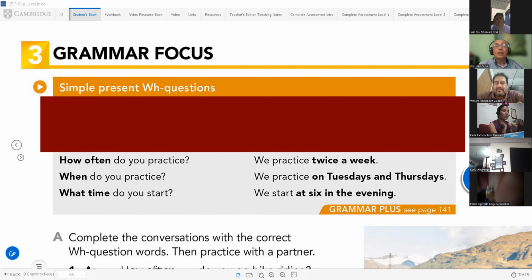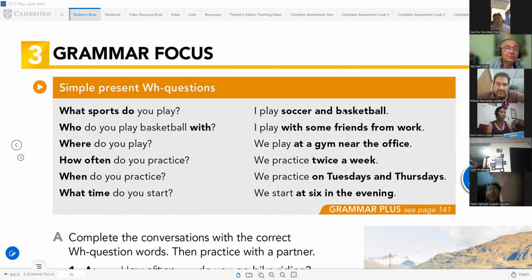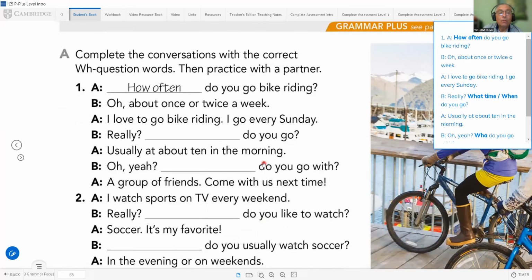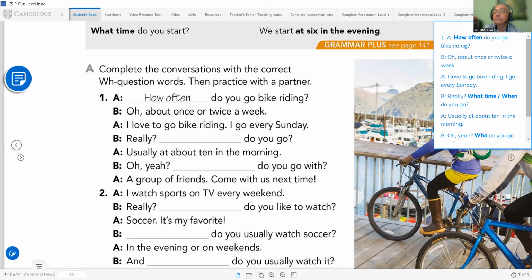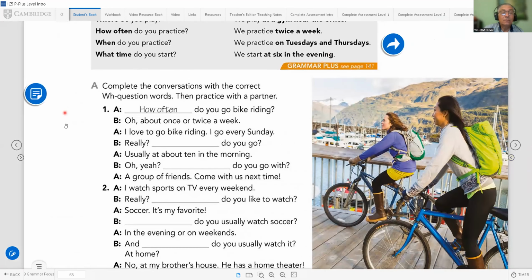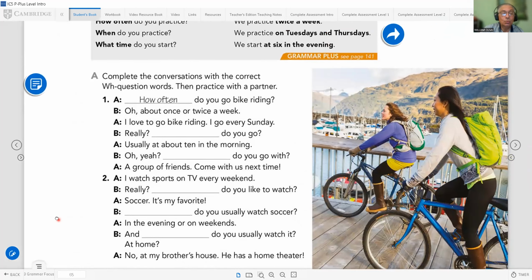Questions? We understand the questions and the answers. What sports do, who, with, where, how often, when, what time. Exercise number 1. You have to complete this dialogue. Conversation 1 and 2.